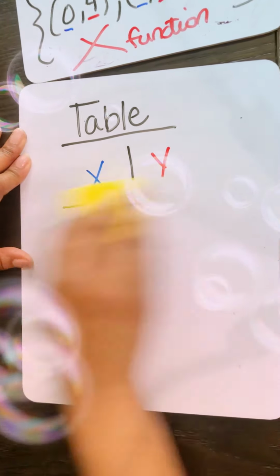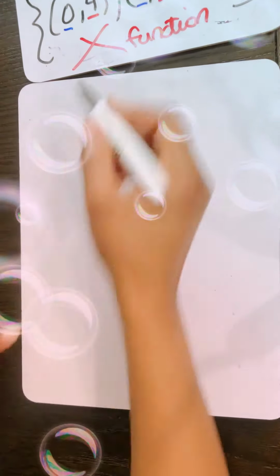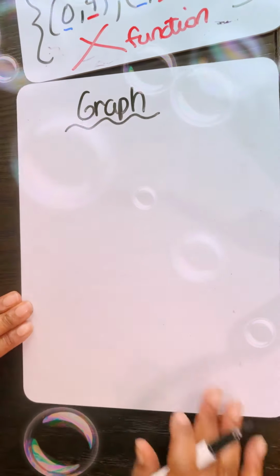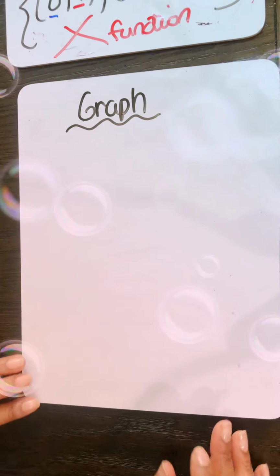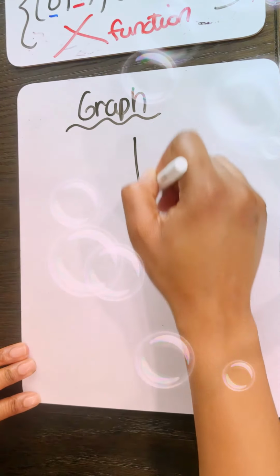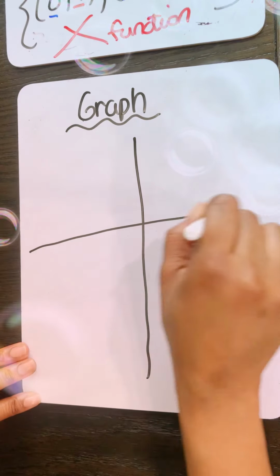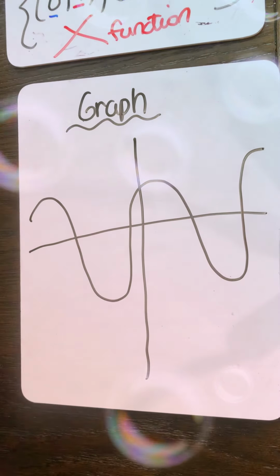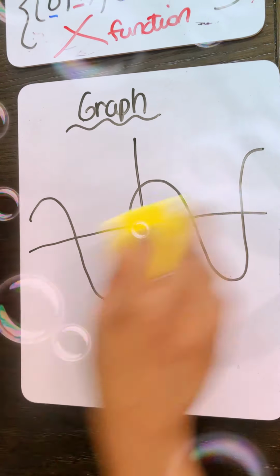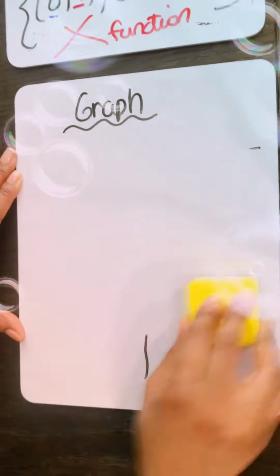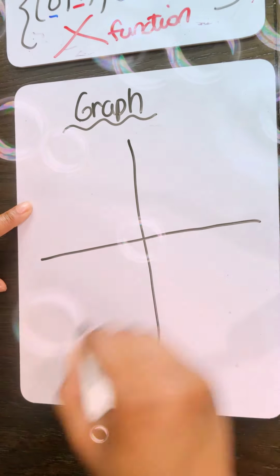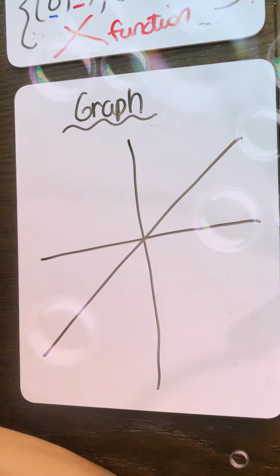The last representation is a graph. Graphing seems to be the most simple because it doesn't really involve any math per se. So let's say we have a graph here, and then we plotted some points and then we came across this. Actually, I'm going to start with something a little simpler. I'm going to start with a simpler graph. So let's say I have the following graph and I created this line.